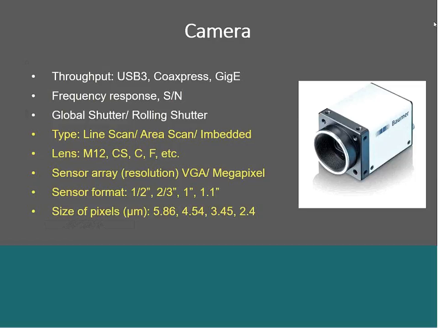Lens is the other half of the optical delivery system. Many factors are important for the optics. We could look at the type of camera, the type of mount, whether global, rolling, that kind of thing. Directly affecting the lens, again, are the ones in yellow. Whether it's a line scan, area scan, or embedded system, that's going to be a different size of lens, mechanical size. Whether the sensor array is a VGA or a megapixel, the format and the size of the pixels, those are all factors that we'll take a look at in selecting our lens.